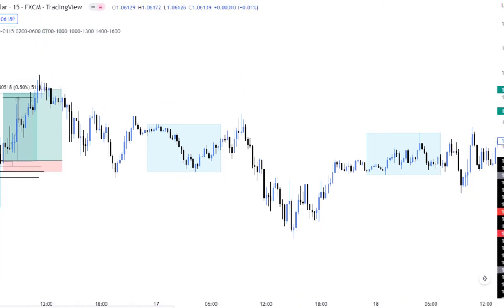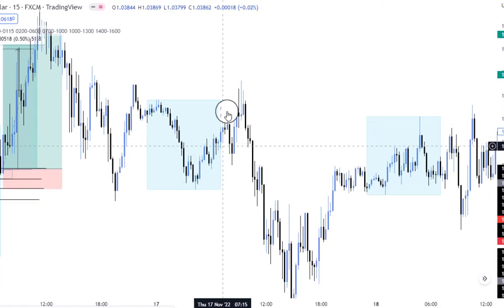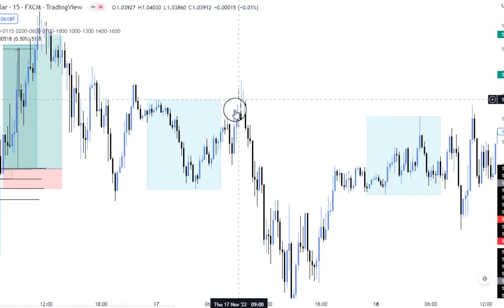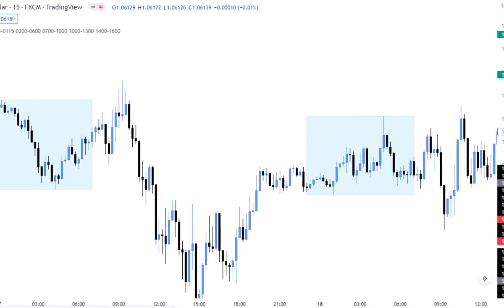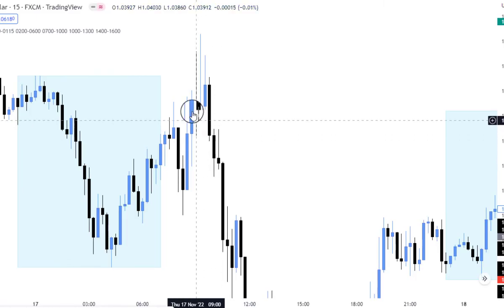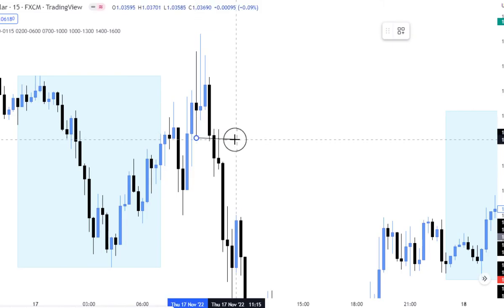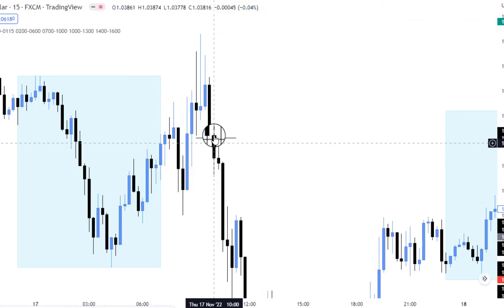This is another day. In the Asian session, price traded above it, and during London, above it, price broke structure. Did price break structure? Yes, price broke structure here. We are looking to enter on return to internal range, right?